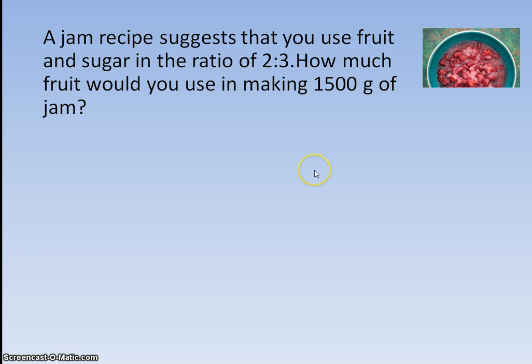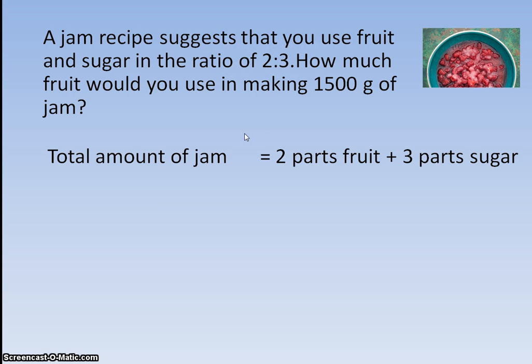So this is the other one we looked at this morning. A jam recipe suggests that you use fruit and sugar in the ratio of 2 to 3. How much fruit would you use in making 1500 grams of jam? So again, we've got fruit and sugar. So the fruit is equal to 2 parts of the ratio, whereas the sugar is equal to 3 parts. So on that basis, we know that the total amount of jam is equal to 2 parts fruit and 3 parts sugar, which is 5 parts.